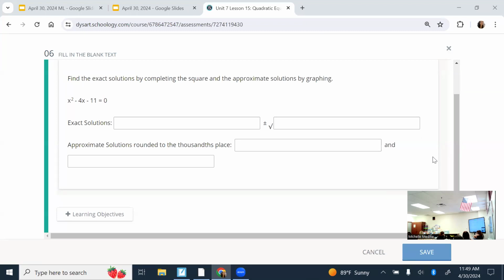Number 6 on today's is the one that we are looking at right now. It says find exact solutions, meaning no decimal rounding. We don't want any rounded decimals. Approximate solutions would be your rounded decimals, but exact solutions would be with the radical symbol. So notice they already have the plus or minus and radical there. You just need to put it in the correct spot. And it wants you to do it by completing the square. So we'll do it that way. What's the first step in completing the square?